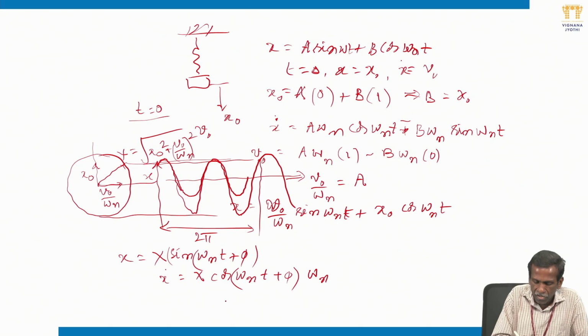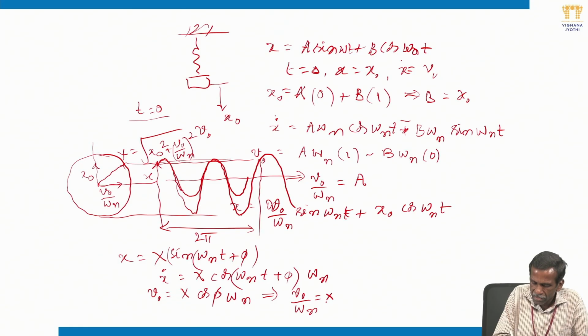Okay, so initial values if you want to substitute, then x dot becomes v naught. If you substitute initial, meaning t is 0, then you will have v naught equal to X cos φ into ωn. Are you able to understand? Then you are going to get here v naught by ωn equal to X cos φ.